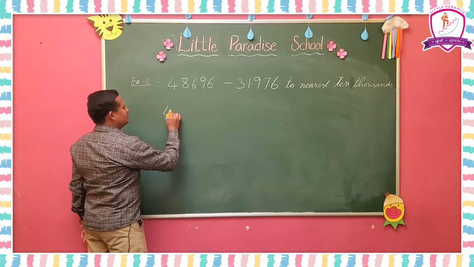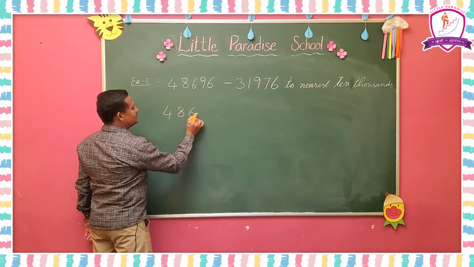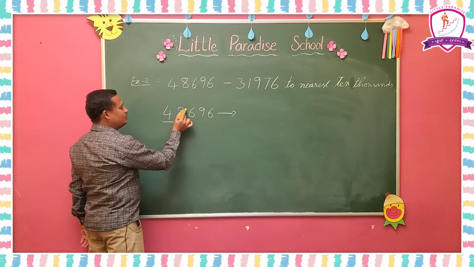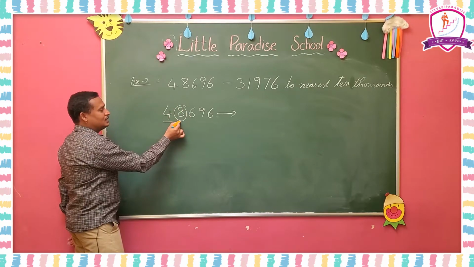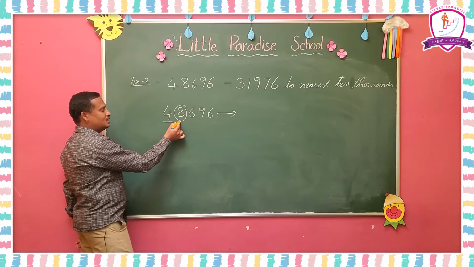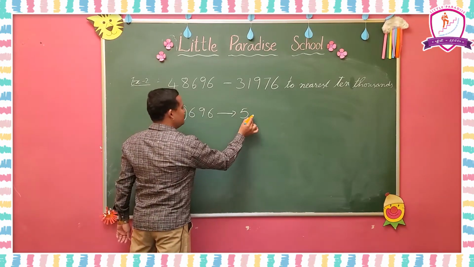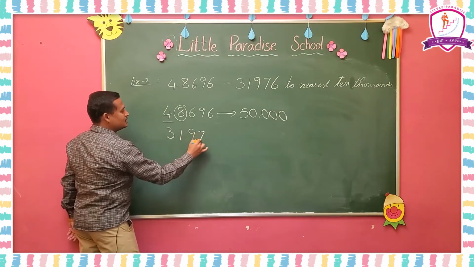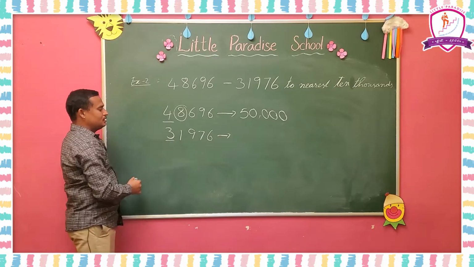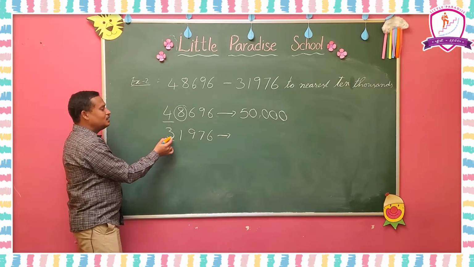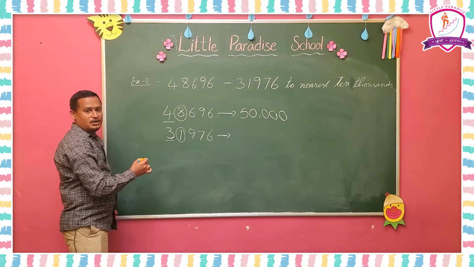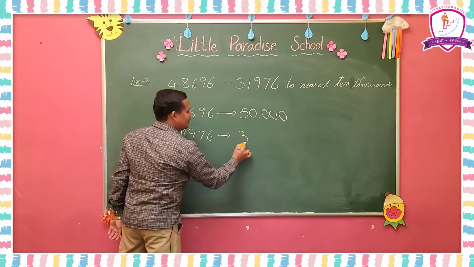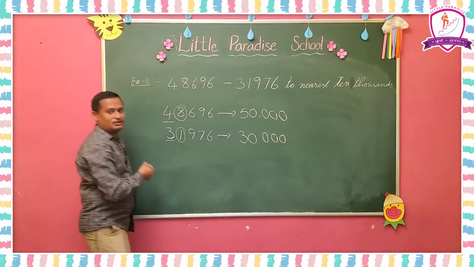First the estimation. For 48,696, what is the 10,000s place? 4 is there. So we have to observe the thousands place number. The thousands place is 8, so it will increase, and it becomes 50,000. And here 31,976: in the 10,000s place 3 is there and in the thousands place 1 is there. Here 1 is less than 5, so it becomes 30,000. There is no change in the 10,000s place.